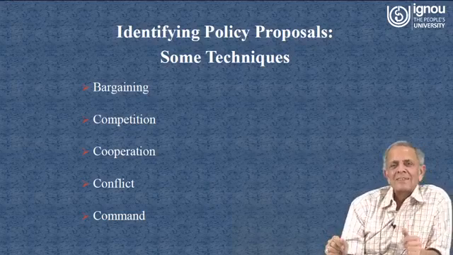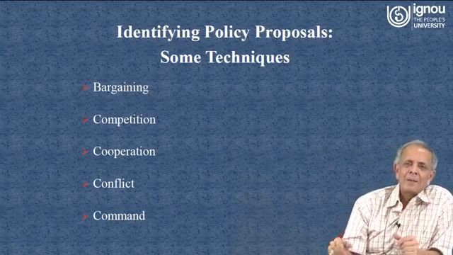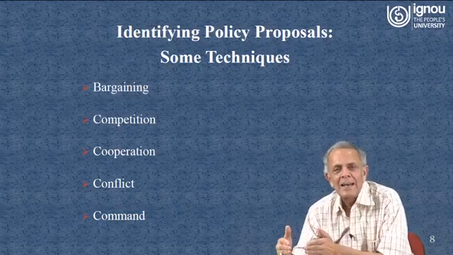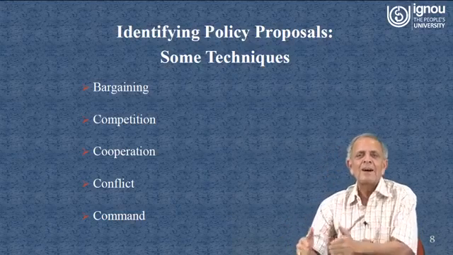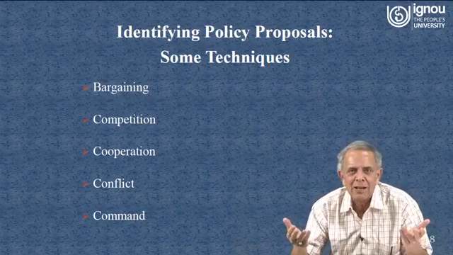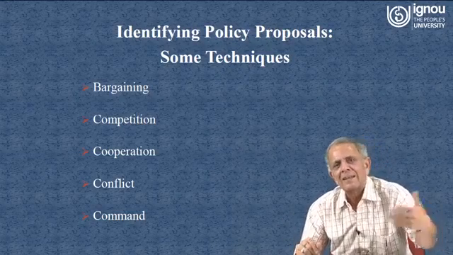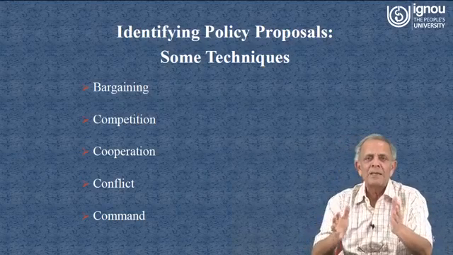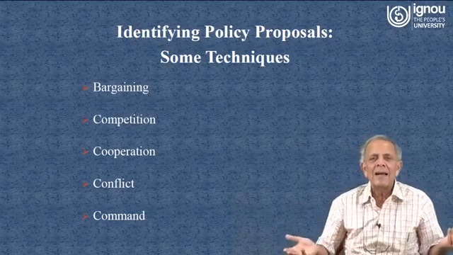Lasswell says that the first technique is bargaining. The lobby from the industrial segment will be bargaining with the people from the agriculture segment, or with somebody else, that okay, this year, depending upon the resources available with us, let us make policy on this, and the coming year we will take policy on that. That is the bargaining. And then again it is a competition, because the human mind is there.